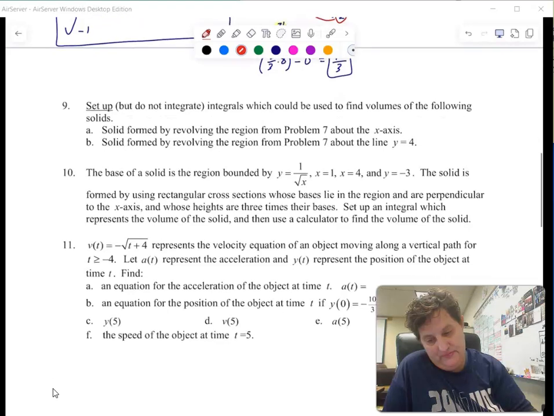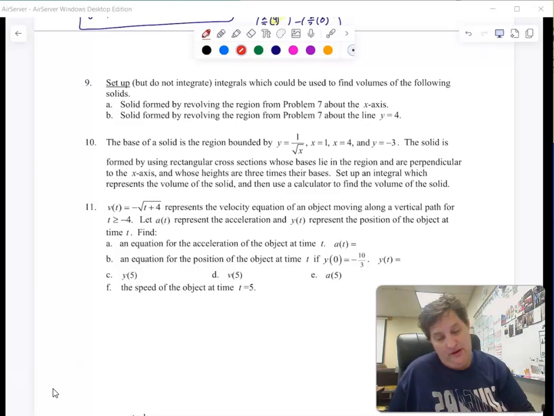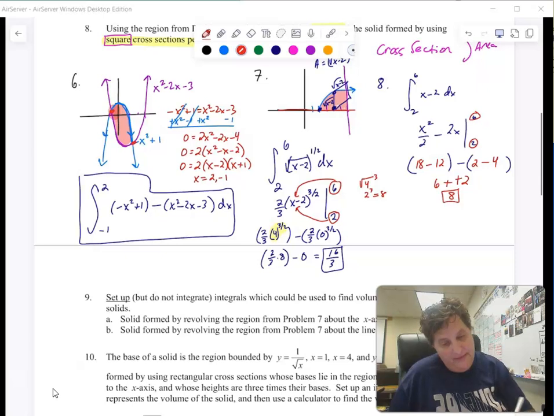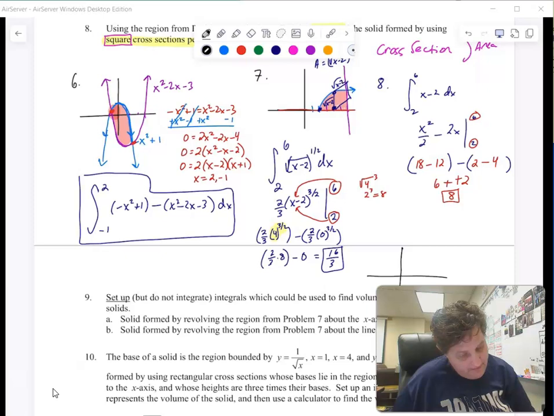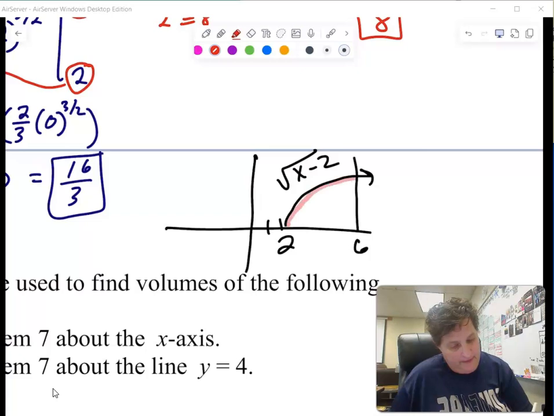All right. Let's move on to the next 3 questions here. Set up but do not integrate integrals which could be used to find volumes of the following solids. Still problem 7. Remember, let me just write it down here, that it's the square root of x minus 2, and it's from 2 to 6. This is the region that we're working with. We're going to look at this area under the curve here.